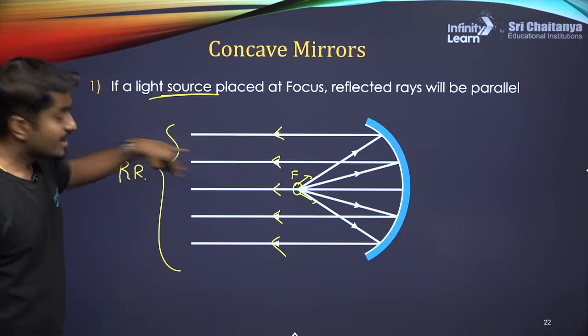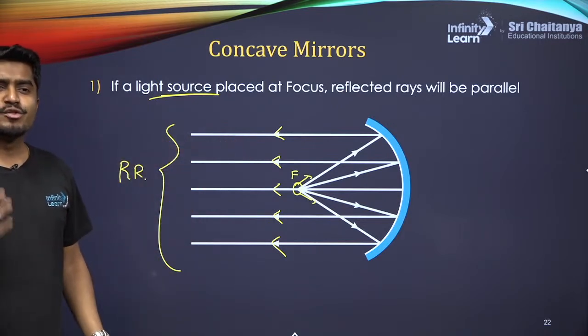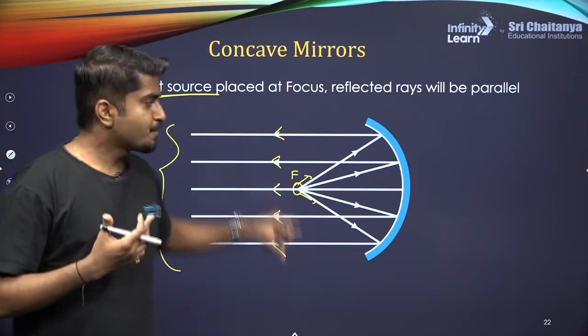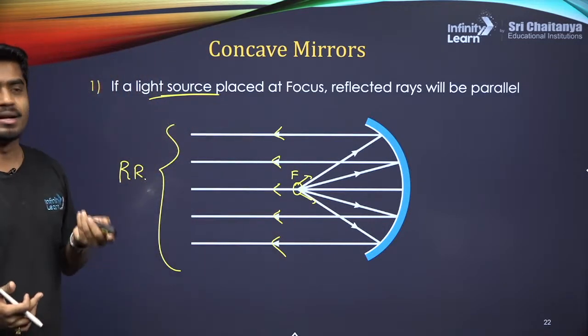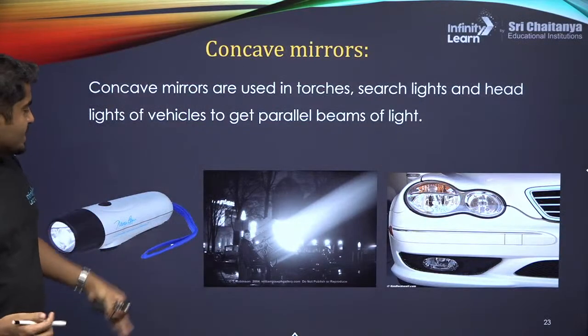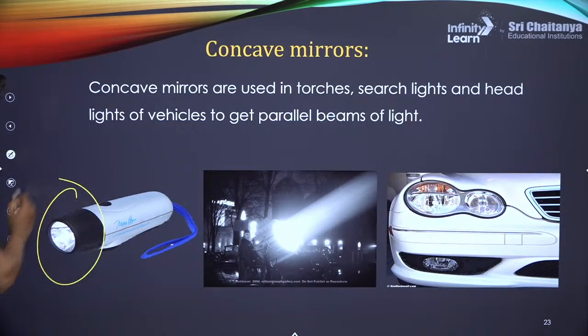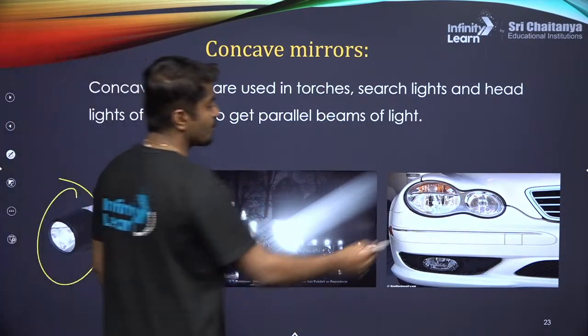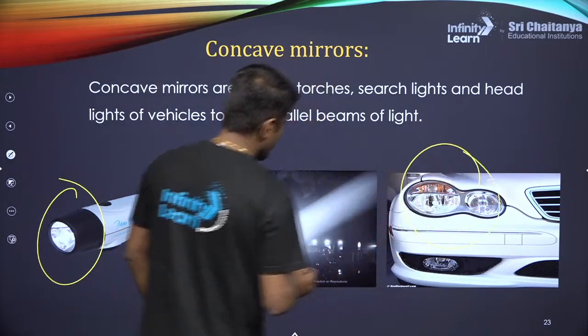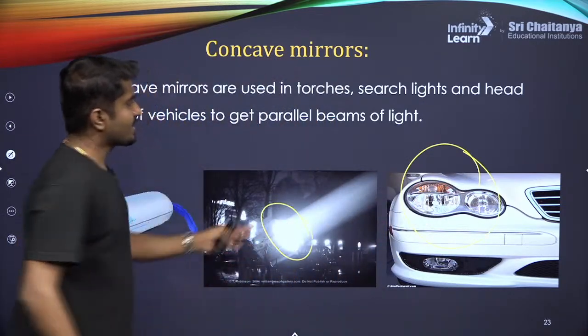So these reflected rays are parallel. So where can you use this property of the concave mirror? The application is, you see this torch or the headlights of your car or bike, there's like a beam.